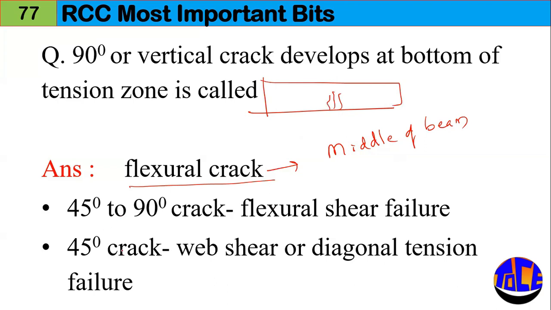And there are other cracks, other shear failures also, that is a 45 to 90-degree crack. So this is called flexural shear crack. And a 45-degree crack is called web shear or diagonal tension failure. Web shear or diagonal tension failure has a 45-degree crack. For flexural shear failure, you will have a crack of 45-degree to 90-degree. For flexural crack, you will have a 90-degree crack.